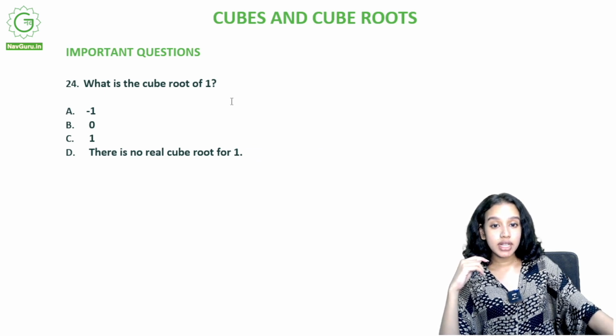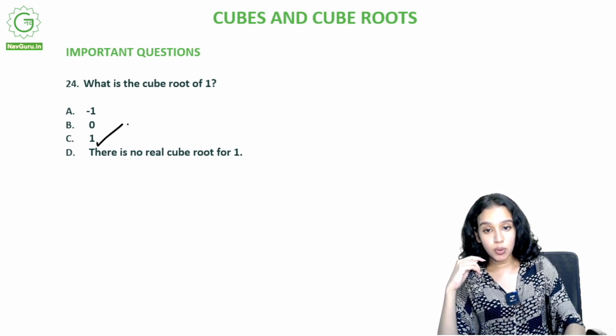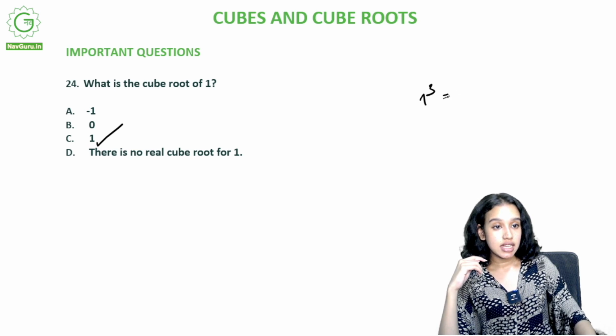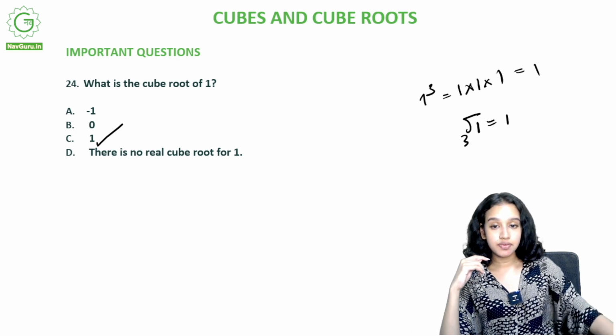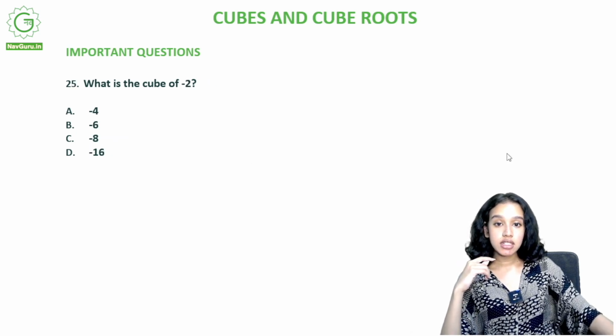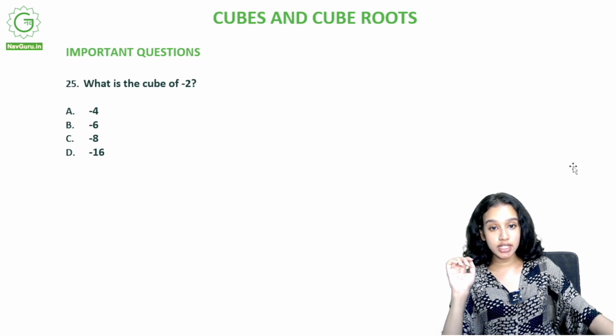What is the cube root of 1? Again, it's 1, because 1 cubed is 1 into 1 into 1. So the cube root of 1 is actually 1. Now, next question: what is the cube of minus 2?